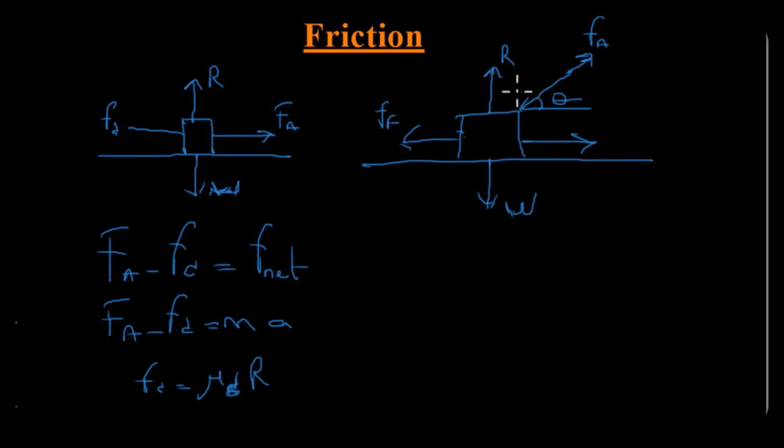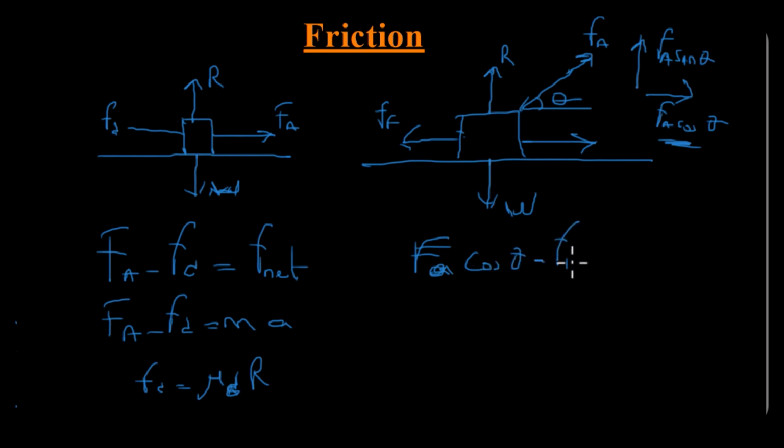So how do we analyze this? Again, we want to resolve this force FA. So I know that towards the right, I have FA cos theta, and going upward, I have FA sine theta. Now, if I have these two forces, the one responsible for making my object move in this path will simply be FA cos theta. And I can say FA cos theta minus the frictional force Fk must be equal to F net, where F net is equal to ma.